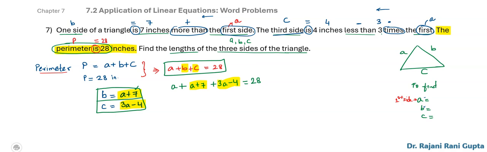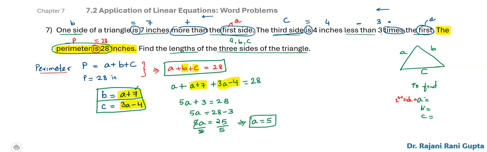So you have 3A plus A plus A, so 5A, and 7 minus 4 is 3, equal to 28. So this gives you 5A is 28 minus 3, which is 25. Dividing both sides by 5, this gives you A is equal to 5.